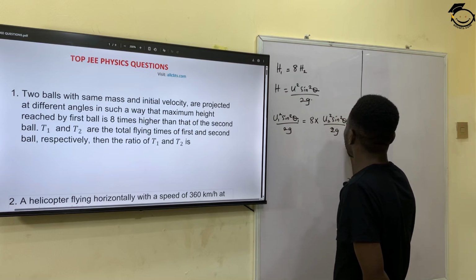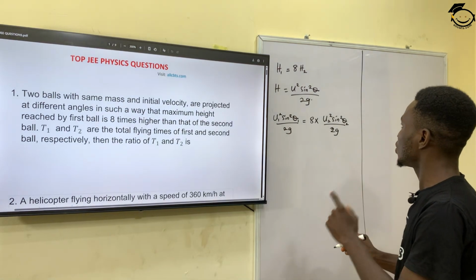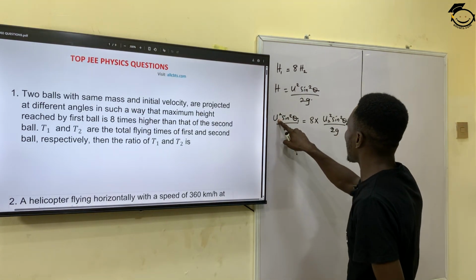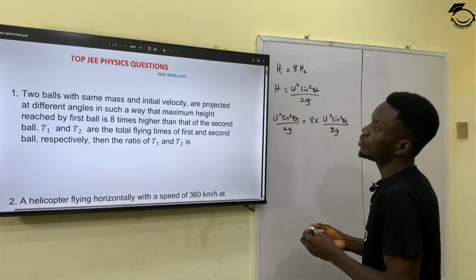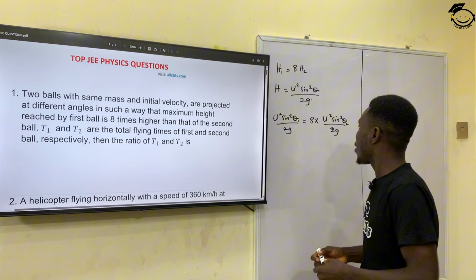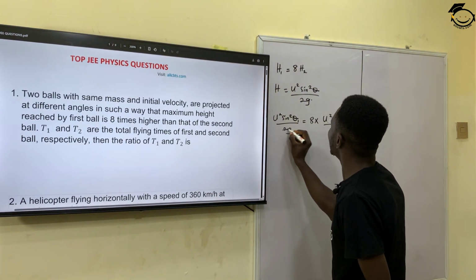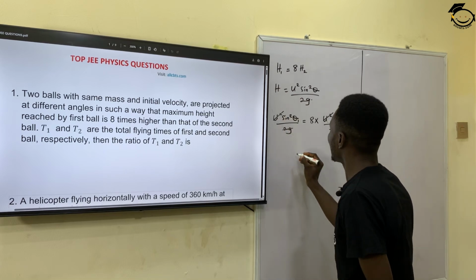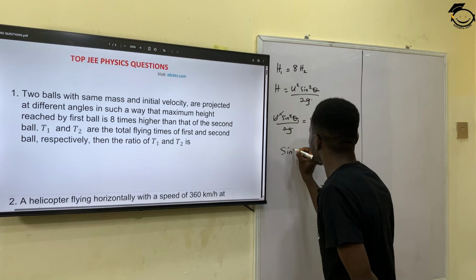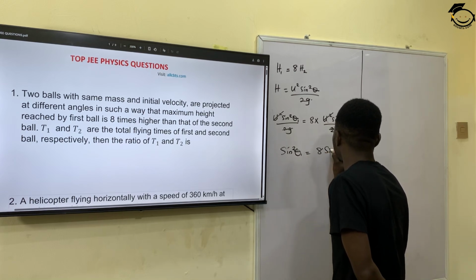In the question they said that they have the same mass and initial velocity. So there's no need to distinguish u1 and u2 because they have the same initial velocity. This means the 2g can cancel out 2g, and u square can cancel out u square. It means I have sine square theta 1 is equal to 8 sine square theta 2.